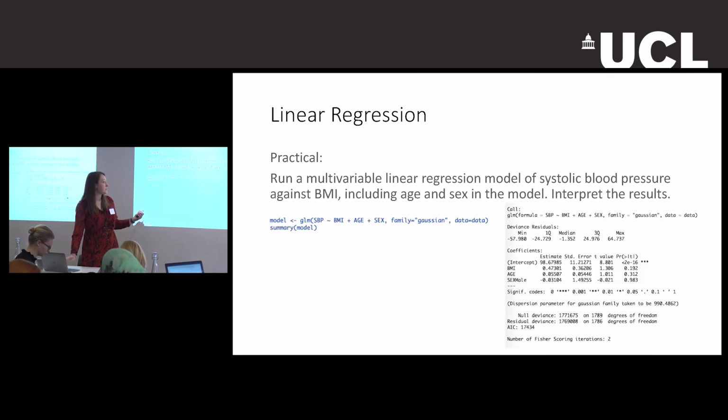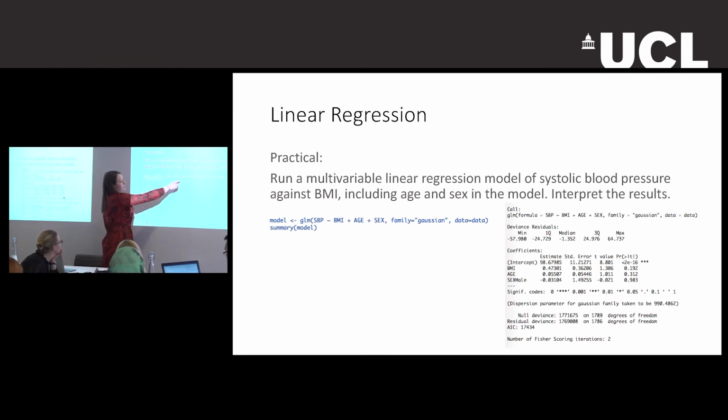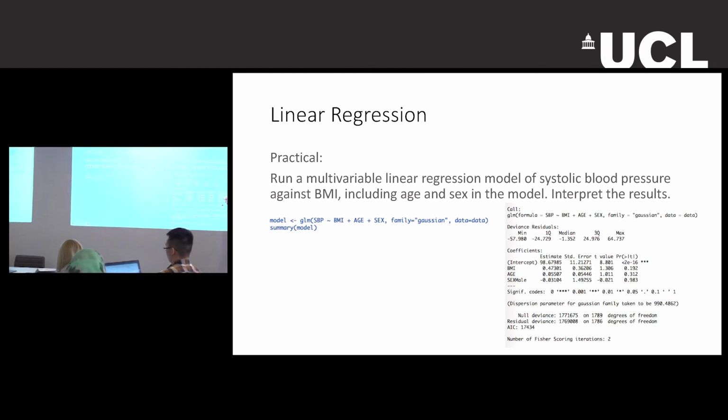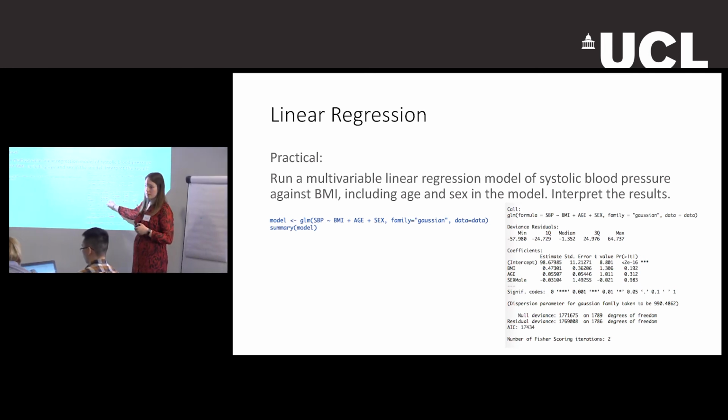Then, as I said, you can add extra variables into the model. This is the formula here. You just add and then put the names of all of the independent variables you want to include. Then in your output, you'll have extra rows. So here you'll have age and sex as well, and you have p-values for both of those and effect sizes here.